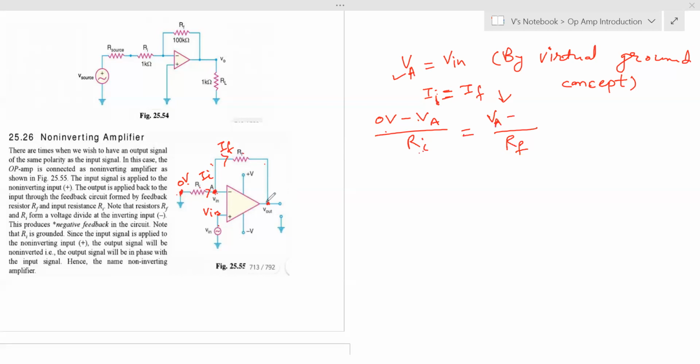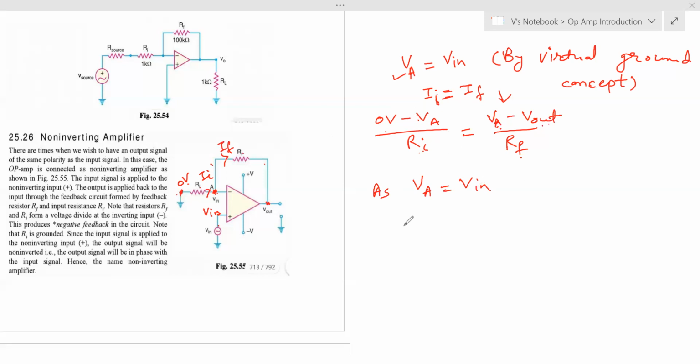At the other end, Vout is there. So the potential difference VA minus Vout divided by RF will give you IF, that is the feedback current through the feedback resistance. Okay. Now solve this. VA is what? Substitute VA equal to Vin, as we have written here. Substitute that. 0 volt will be 0 only.